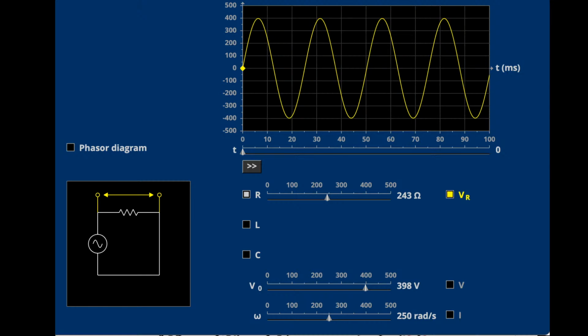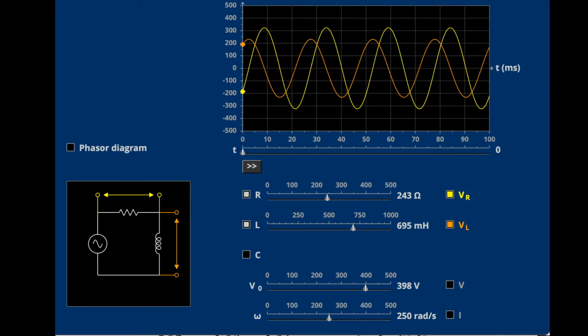Now here's the cool thing. That's a resistor. What if we add a coil, an inductor? Boom! I just added an inductor. Notice we've got another wave now. Because, let's see, you might remember this. This is where the resistor peaks in voltage. Now remember, the resistor peaks at the same time as the current, so you can use this as a sort of proxy for current.